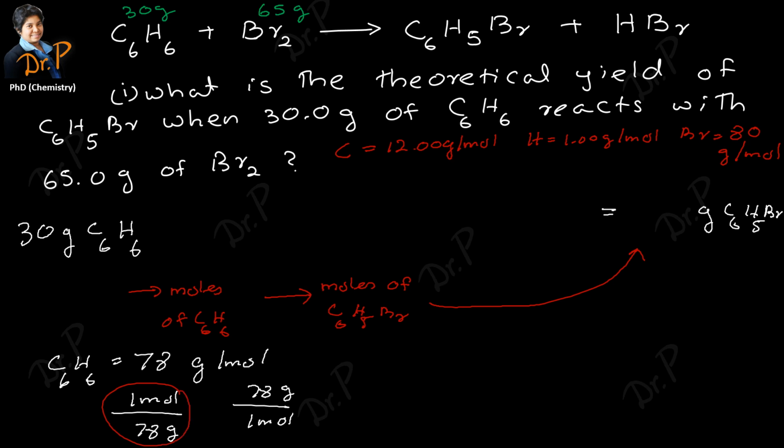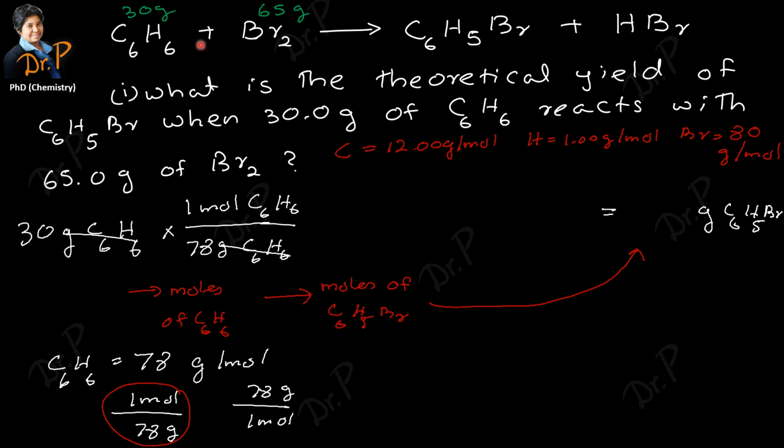So I'm going to write down 78 grams of C6H6 is 1 mole of C6H6. I got rid of the grams terms. Now I have things in moles. Next, I need to relate these moles to the moles of C6H5Br.